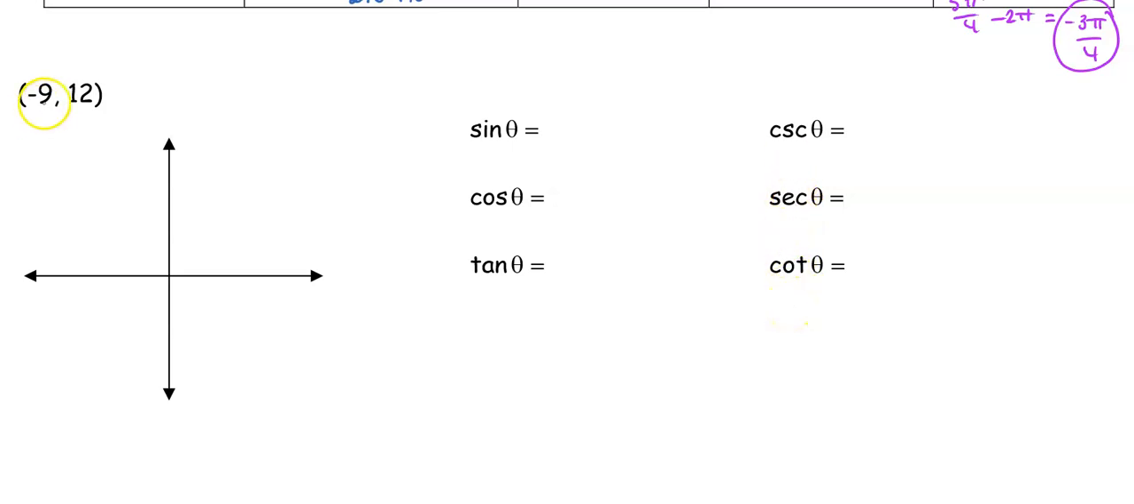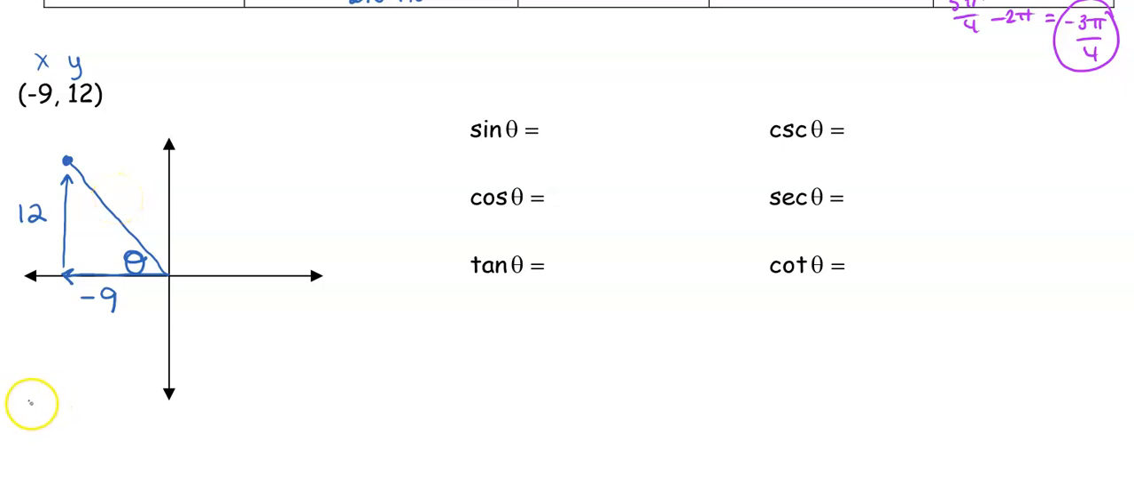We start by plotting our point. Remember, this is the x and this is the y, so we are going left 9, and we are going up 12. So when I plot that point, I'm creating a triangle. We went left 9, so minus 9, and up 12, so positive 12. Our reference angle is going to be that angle coming from the origin. As we go through, we need to find our hypotenuse.